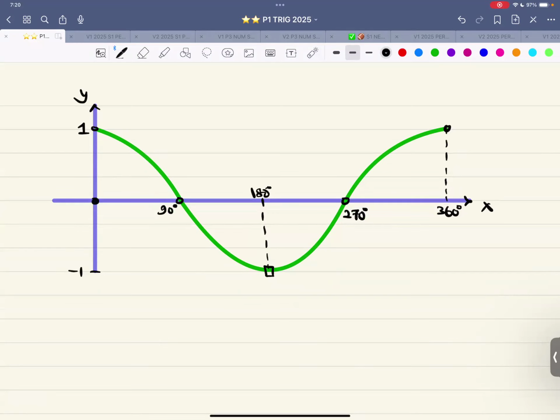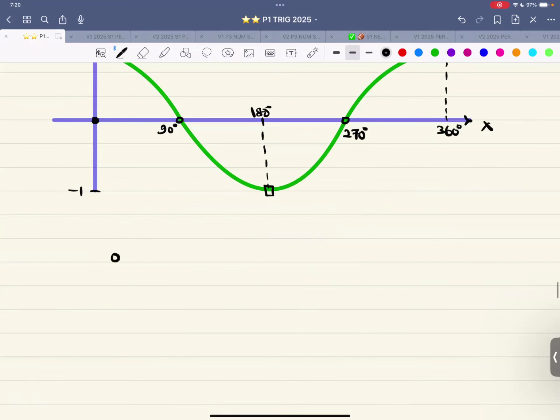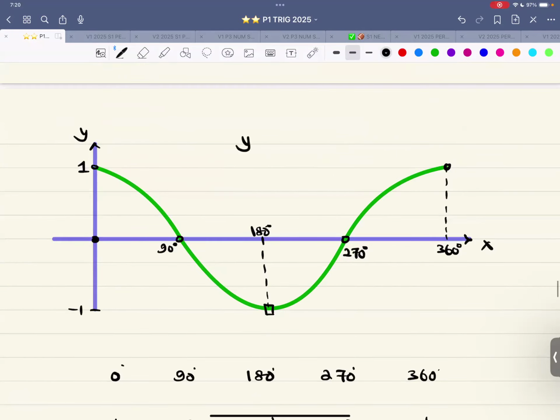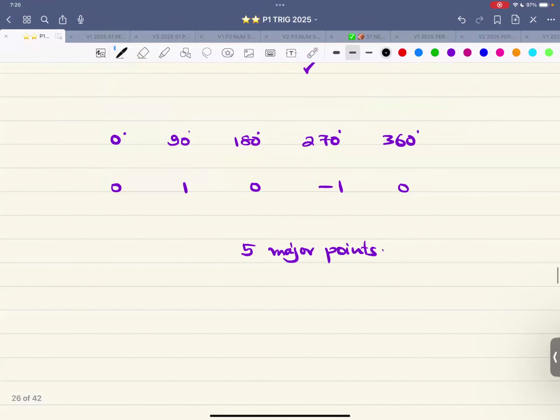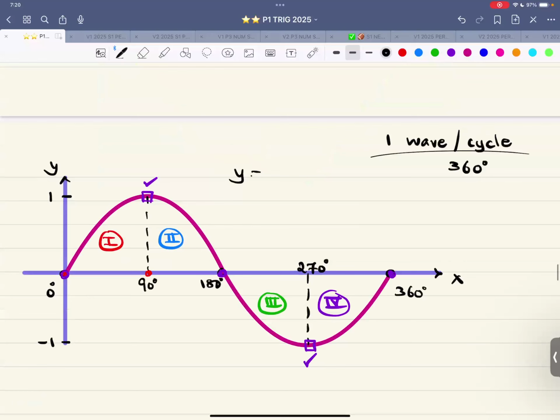This is just the origin. So now 0, 90, 180, 270, 360, and this is 1, 0, -1, 0, 1. These are the five major values. This is y equals cosine of x. And let me just write it over here. This is y equals sine x.